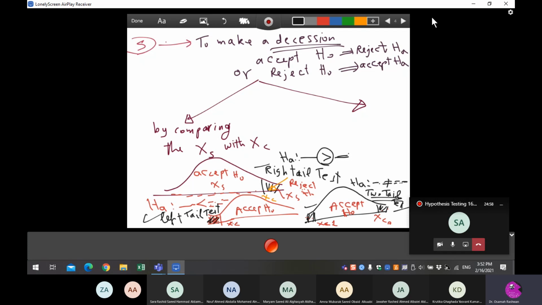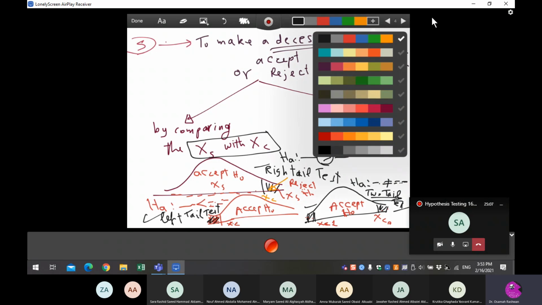And what else? If you compare these two, that's fine. But there is another one, by comparing what?